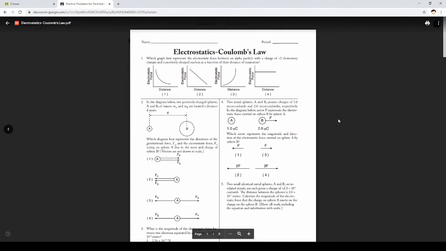This one's a little bit longer, but we should be able to get through it. Number 1, which graph best represents the electrostatic force between an alpha particle with a charge of positive 2 charges and a positively charged nucleus as a function of their distance of separation?